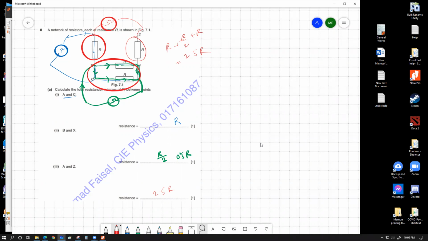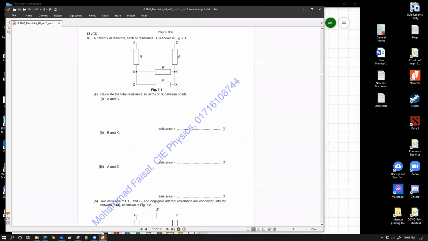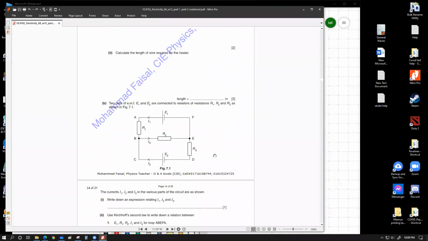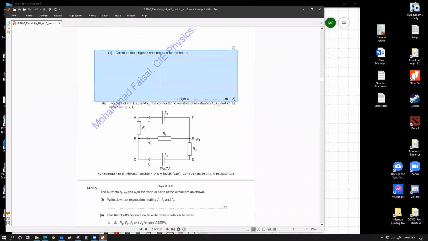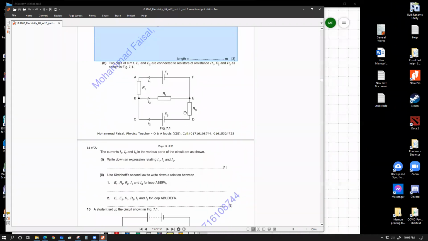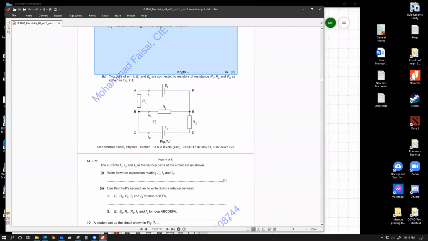After this we'll look at another thing. Question number 9 is also pretty much the same thing. Here you have a bit of calculation, and then you have another one of the Kirchhoff's law. I want you guys to try this one. Everyone try 9b. I'm going to zoom in on the circuit.